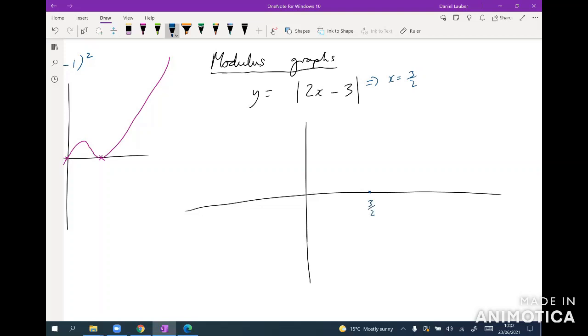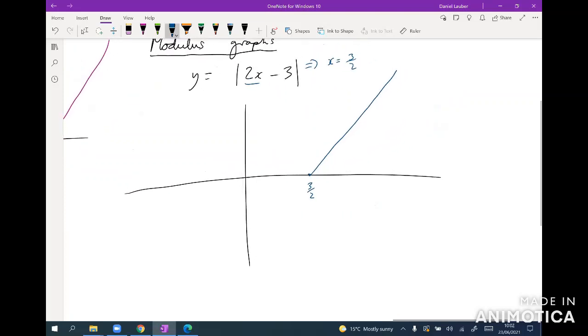3 over 2, 0. And then we're basically done, because all you need to do is say, okay, to the right of that point, we've got a gradient of 2. So I'm just going up like that. It's just a straight line. And then to the left of that point, we flip the modulus around. You can imagine it becoming minus 2x plus 3, but you don't really have to worry about that because you'll get very used to this. It's just going to be an arrow shape. So it does that. And that's all there is to sketching modulus graphs.